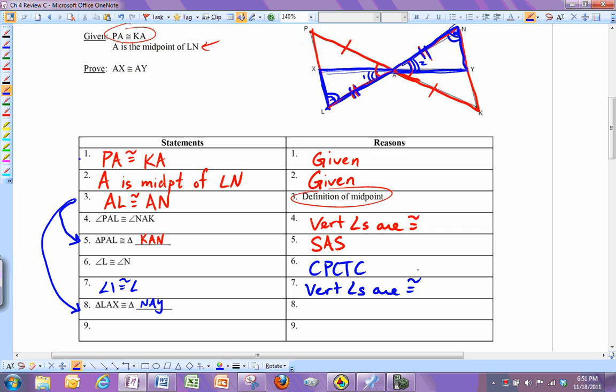And if you look at the blue triangles, I now have angle, side, angle in both triangles. So ASA. And then I can finish off my proof. AX is part of my blue triangle, and that goes with the AY, which is part of the other blue triangle. Since I already know the triangles are congruent, I can say these are corresponding parts of congruent triangles, so they're also congruent.